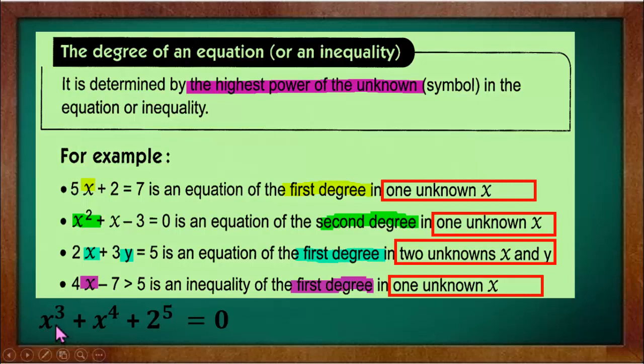Here we have x to the power of 3 plus x to the power of 4 plus 2 to the power of 5 equals 0. Which degree is this equation? I know that some of you said that this equation is of the fifth degree, but that's wrong. Why? Because we said that we determine the degree according to the highest power of the unknown. 2 is not an unknown. My unknowns here are x to the power of 3 and x to the power of 4. So, which one has the highest power? x to the power of 4. So this equation is of the fourth degree.